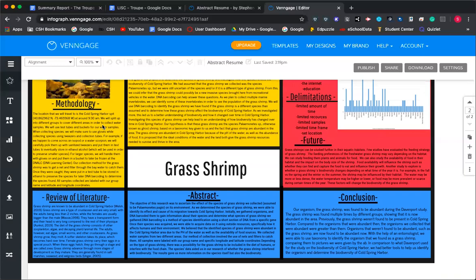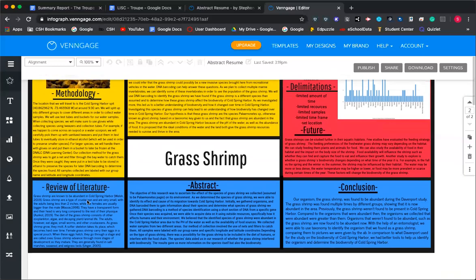Review of literature. Grass shrimp are known to be abundant in Cold Spring Harbor. Grass shrimp are a type of crustacean and are very small, with the adults being less than 2 inches, while the females are usually bigger than the males. They have a transparent form and their head is very long compared to the rest of their physique. The diet of the grass shrimp consists of other zooplankton, algae, and decaying plant and animal life. The adults, however, eat algae, small worms, and other crustaceans.